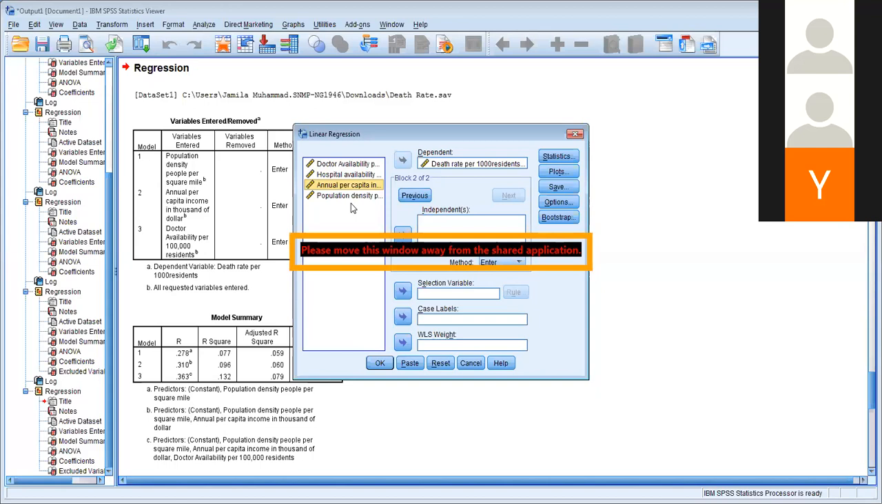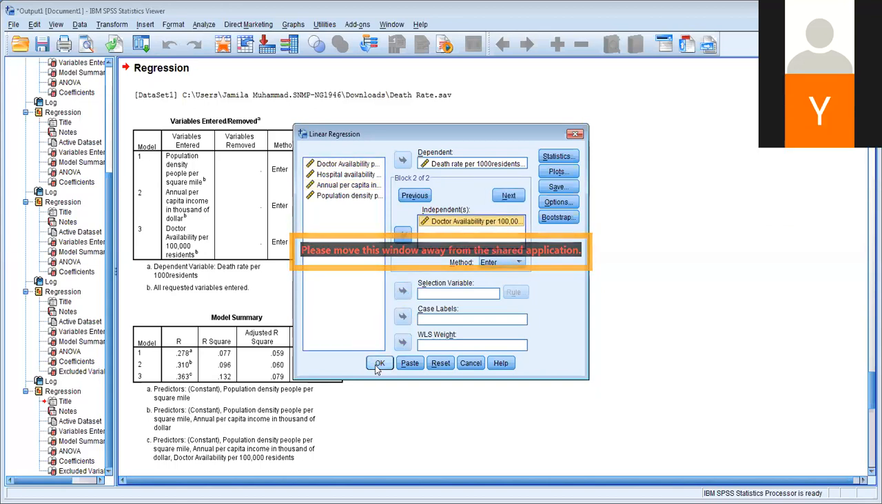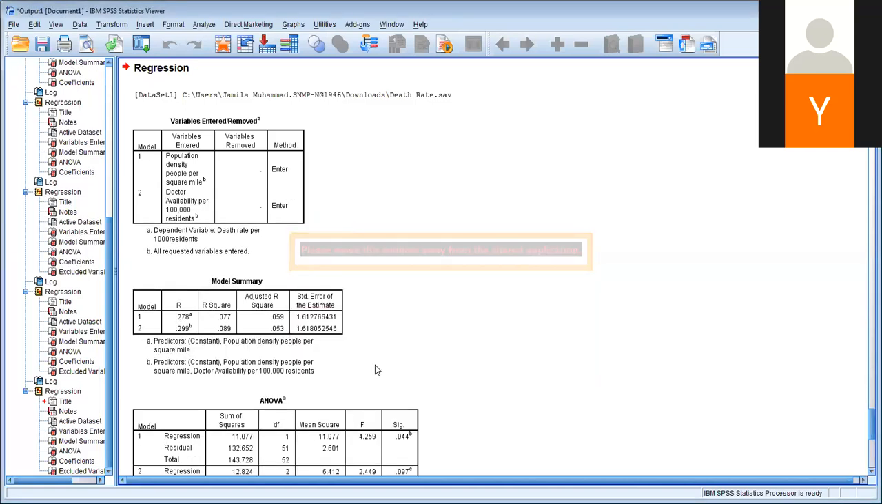Want to use doctor availability? Maybe if it is next to that one, let's see. It will be more than 9.6 for us. Let's see. No, it's 8.9. It's not as good. Can you see? It's not as good as the other one. So it's the best. So that's the way we do stepwise.